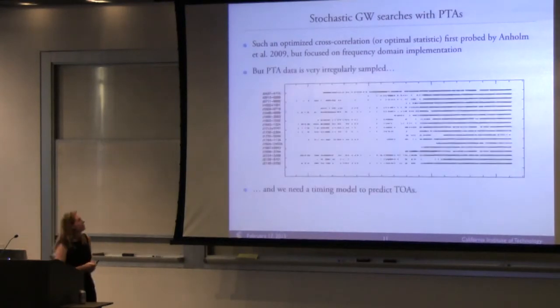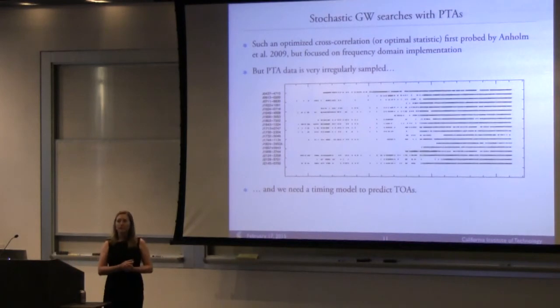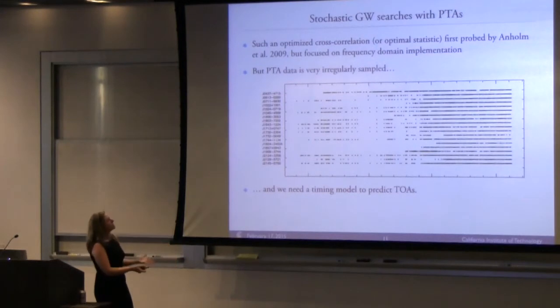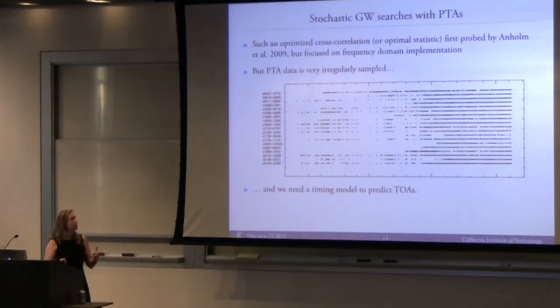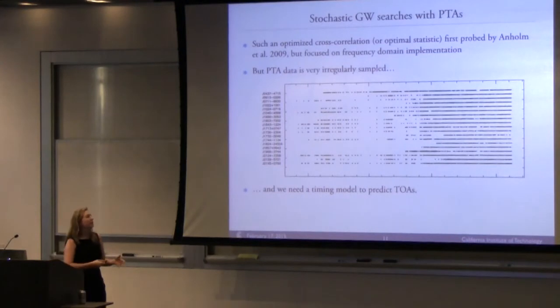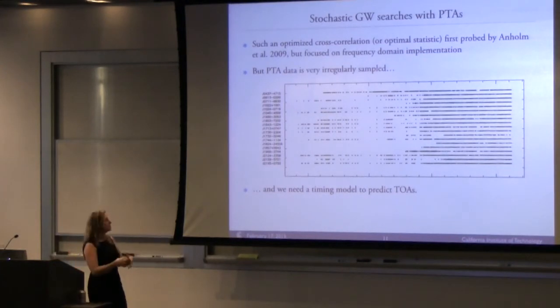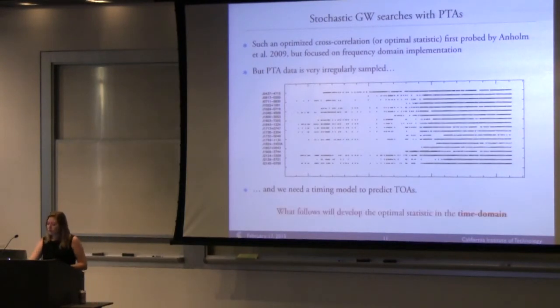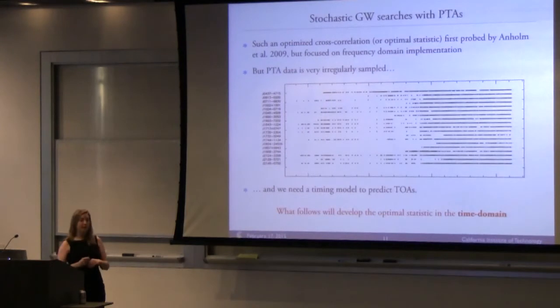And it turns out that pulsar timing data is actually very irregularly sampled. So this is actually a picture out of a paper by Hobbs et al, which I forgot to cite there. But each of these little lines, which may be hard to read if you're sitting in the back, these are all pulsars. And these little dots are just literally timestamps for data that was collected. And you can see that there's a huge amount of irregularity in the way that we're sampling our data. And furthermore, we have to know something about the timing of the pulsar. We have to build what's called a timing model. We have to know when we expect the pulse to arrive at the Earth. And so all of this lends itself to the idea that perhaps we should work in the time domain. So everything that's going to follow from here is worked in the time domain.